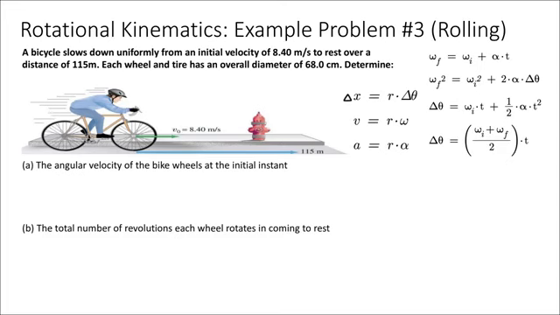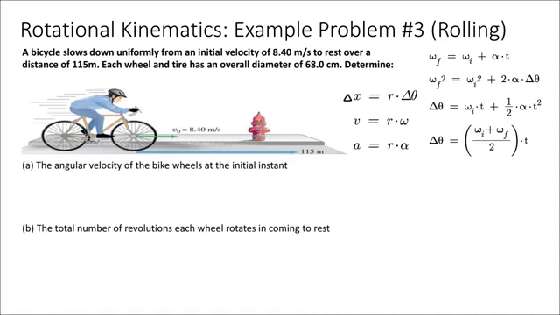Let's take a look at an example problem that combines linear and rotational motion, in other words, rolling motion. A bicycle slows down uniformly from an initial velocity of 8.40 meters per second to rest over a distance of 115 meters. Each wheel and tire has an overall diameter of 68.0 centimeters. In this problem, we're asked to determine the angular velocity of the bike wheels at the beginning of our time period, and then the total number of revolutions each wheel rotates before coming to rest.